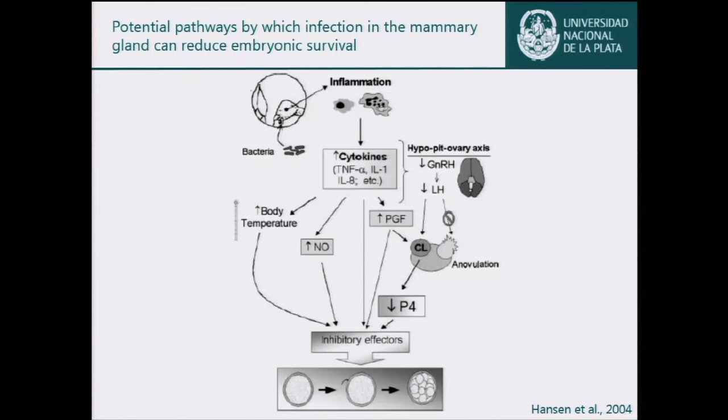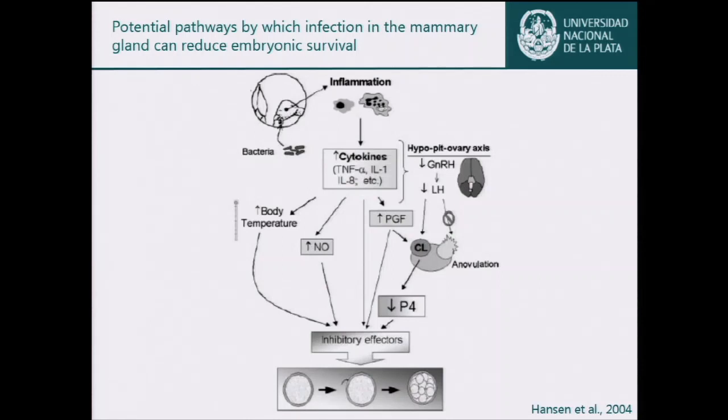This is an old paper from Pete Hansen from the University of Florida from 2004. And pretty much here you have a cow that has clinical mastitis, and there are several pathways that could somehow help to reduce pregnancy rate in these cows. One way is by the production of cytokines. The other is by the increased production of prostaglandin. The other is by the increased production of nitric oxide. The other is by decreasing the production of P4.